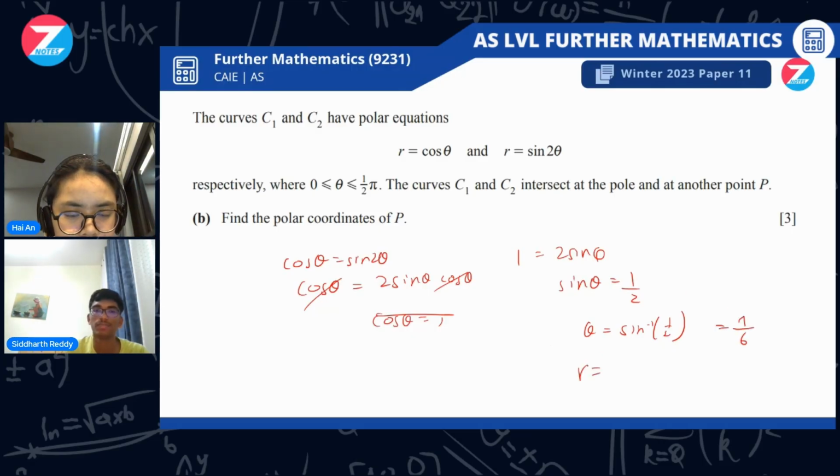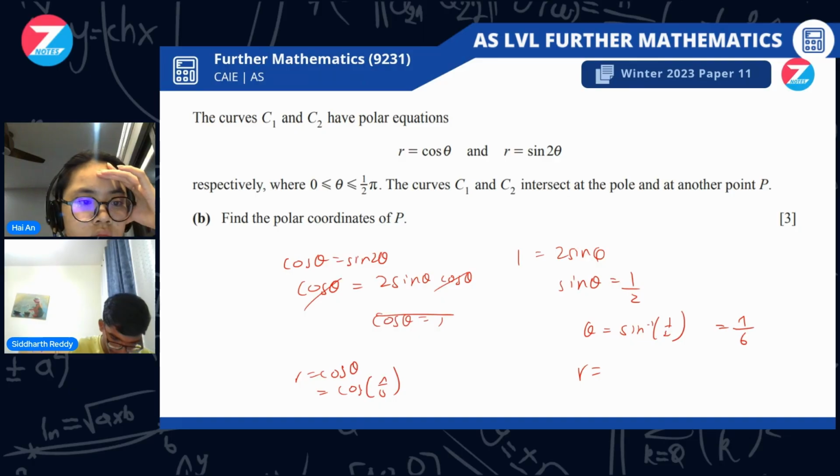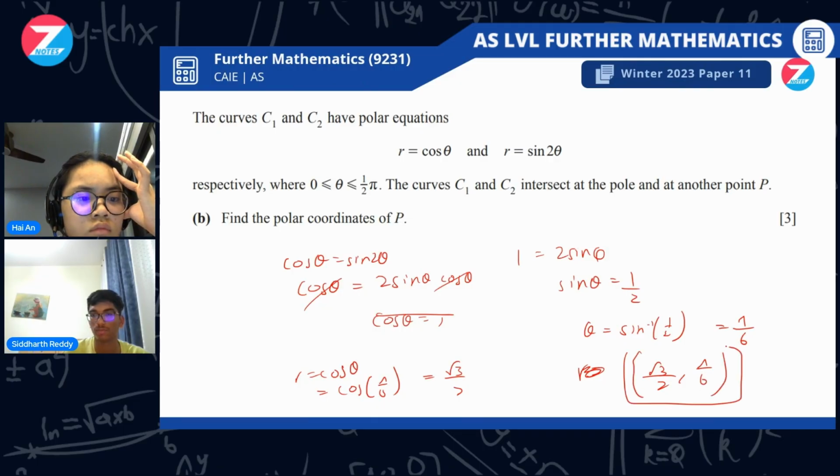And when you put this back, find out r is equal to cos theta. So putting cos of pi by 6, we get root 3 by 2. So the coordinates will be root 3 by 2, pi by 6. So this is the answer.